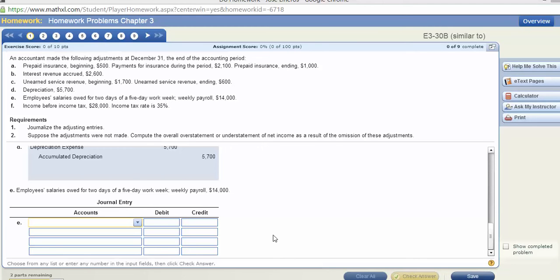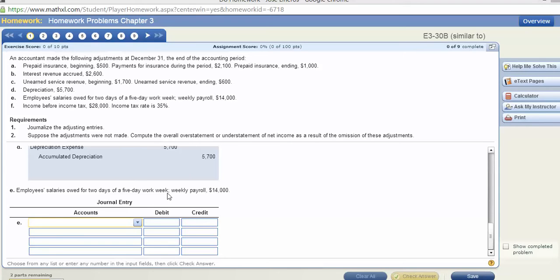Okay, let's look at how to make an adjusting entry for salaries owed for 2 days. Notice that you owe it. So if you owe it, you know you're going to make an adjusting entry for a payable of some sort. And we need to adjust for the fact that they have worked 2 days of a 5-day work week, and we owe them for that. We need to recognize an expense for that.